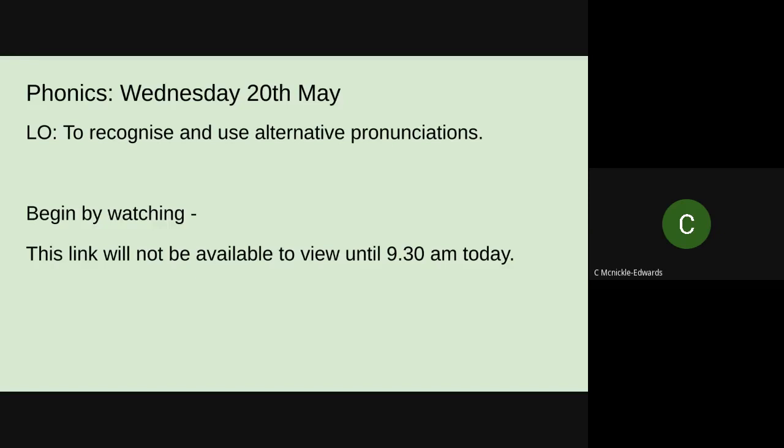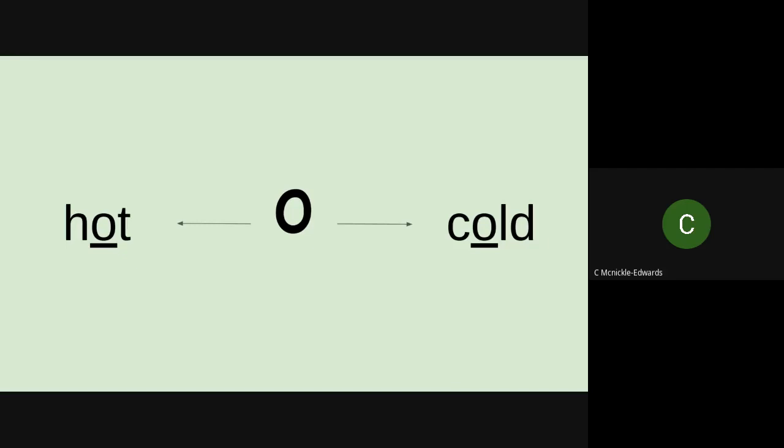Today, we're carrying on looking at alternative pronunciations. So, again, our learning objective is to recognize and use alternative pronunciations. Yesterday we looked at the letter I and how in some words it makes the short i sound, but in other words it has an alternative pronunciation and we say the long I instead. So, today we're going to look at O.